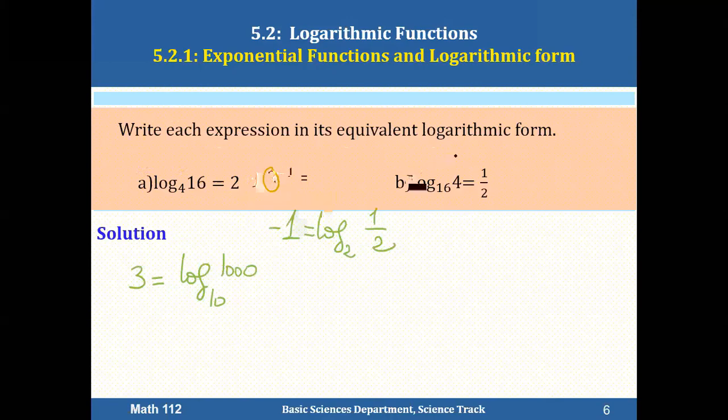Okay. Same thing here. What is the base? 9. 9 is the base. Okay. Here, what is the base? 7.